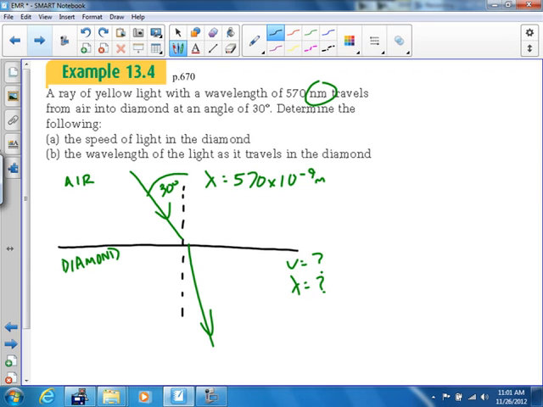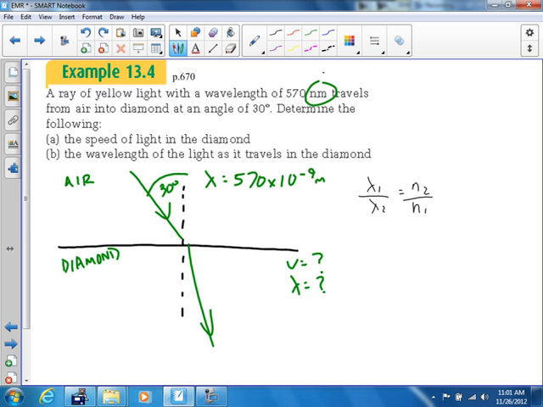Does anybody have a suggestion for finding either one of those, V or lambda? Tristan? So we can say lambda 1 over lambda 2 equals what? Lambda 1 over lambda 2 equals n2 over n1. That will allow us to find, I believe, lambda 2. Okay, Jackie, what were you going to say? Lambda 1 over lambda 2 equals n2 over n1.